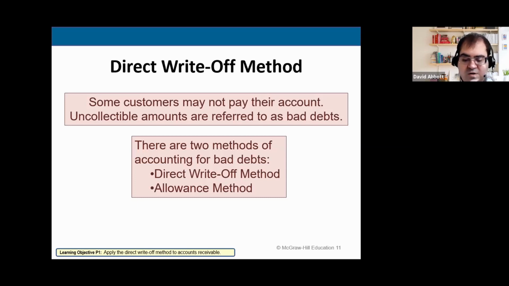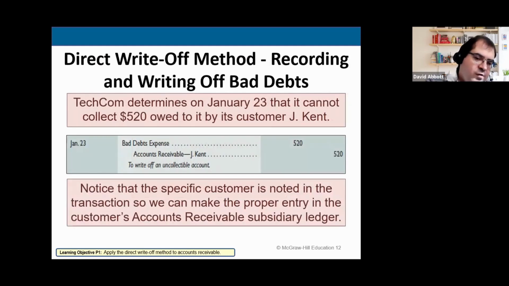Now, why do companies sell on credit if they expect that some accounts will be uncollectible? The answer is that companies believe that granting credit will increase total sales and net income enough to offset the bad debts. And as I say, companies use two methods to account for bad debts, either the direct write-off method or the allowance method. The direct write-off method records the loss from an uncollectible account receivable when it is determined to be uncollectible. No attempt is made to predict bad debts expense.